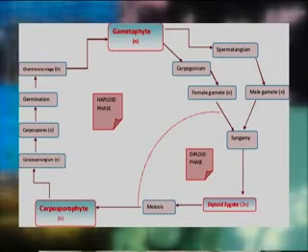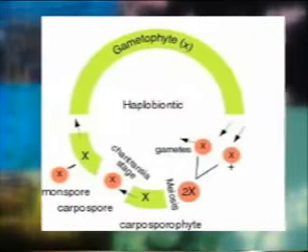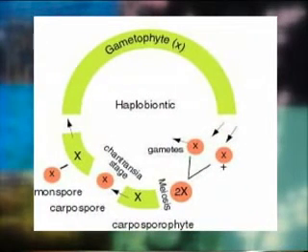Later, the terminal cells of this carposporophyte are transformed into sporangia called carposporangia, with each carposporangium producing a haploid carpospore which on liberation develops into the gametophytic plant. Thus, in haplobiontic life cycle, the zygote is the only diploid phase in the life cycle which alternates with two haploid phases, the free-living gametophyte and the parasitic carposporophyte.